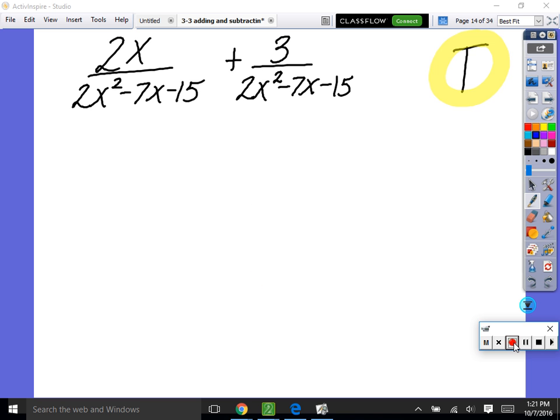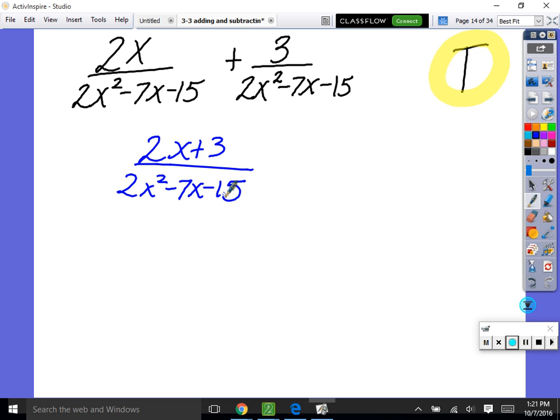Everybody look. We have this plus this. Don't we have a common denominator? So we have 2x plus 3 over 2x squared minus 7x minus 15. There's our answer, but we've got to factor it to see if anything divides out, right?